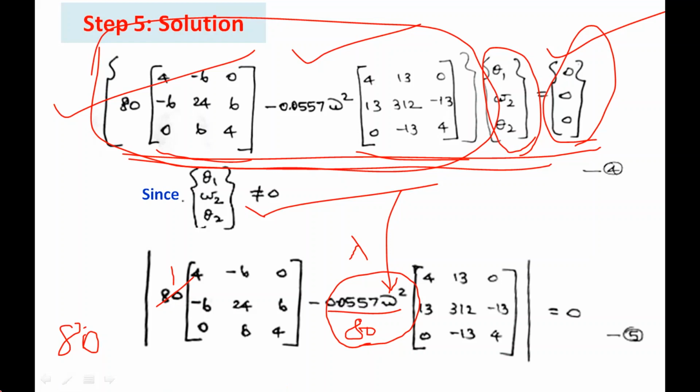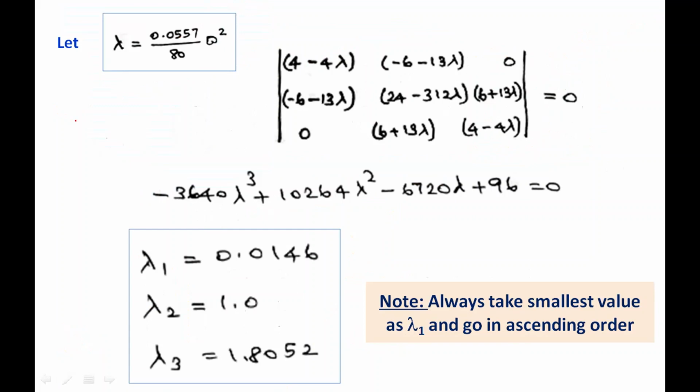The next slide we will see that we are assuming lambda is equal to 0.0557 divided by 80 lambda square. So by that way we can add these two matrices, 4 minus 4 lambda, minus 6 minus 13 lambda, here 0. Similarly minus 6 minus 13 lambda, 24 minus 312 lambda, here 6 plus 13 lambda, 0, 6 plus 13 lambda, 4 minus 4 lambda, which is equal to 0.